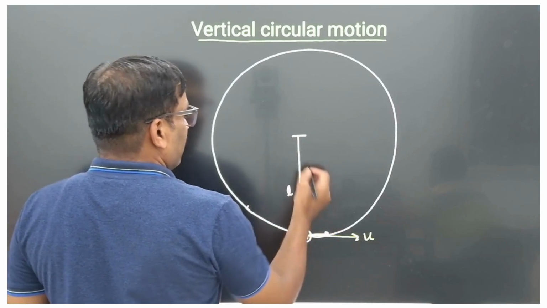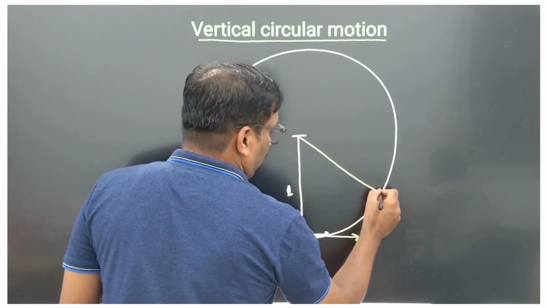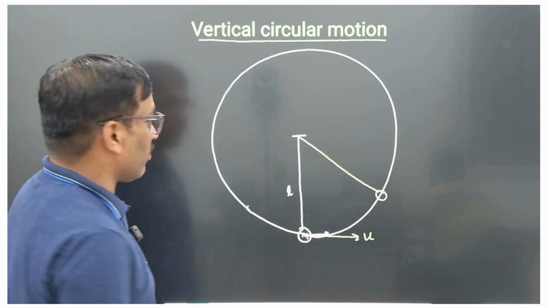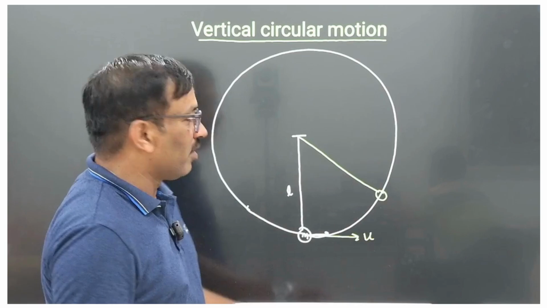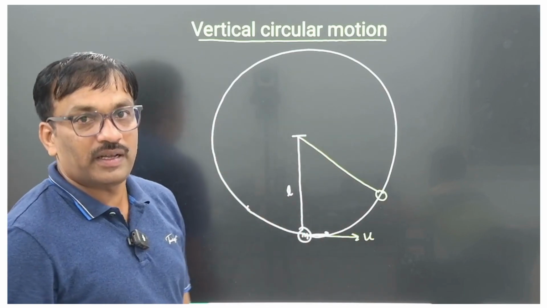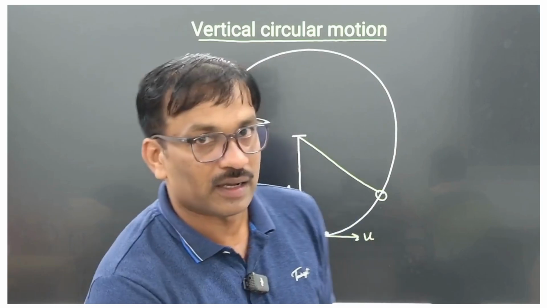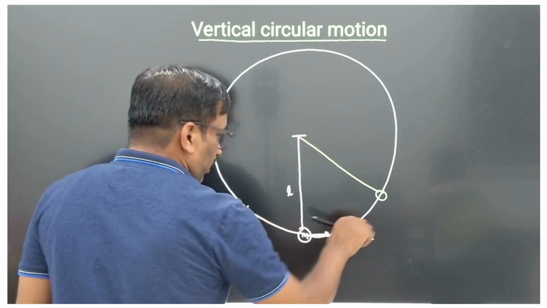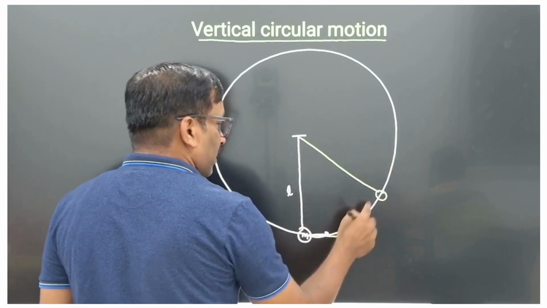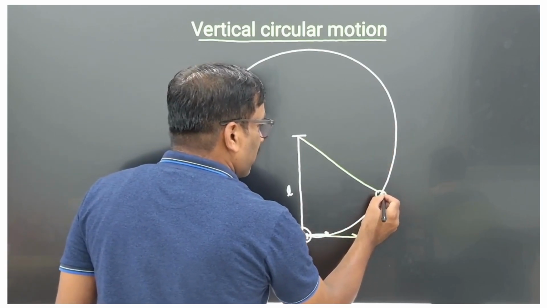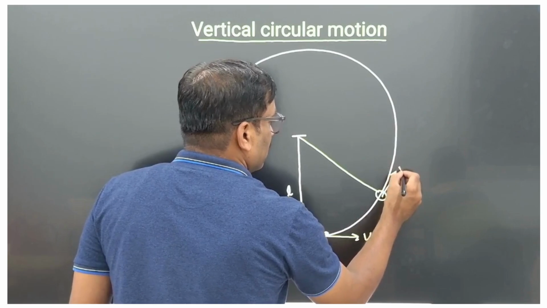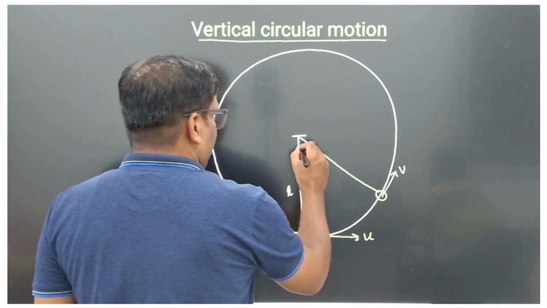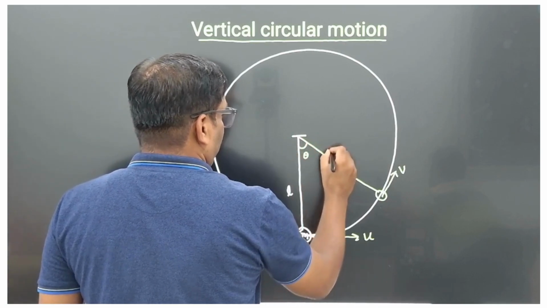Now we will take one general point here, and we will calculate what will be the speed at this point and what will be the tension at this point. Then we can calculate the tension and speed at any point in the complete circular path. Let us see. If you throw it, it goes to here, and at this point it is moving with some speed. Let us take that as V, and it is making an angle theta with the vertical, with string length L.